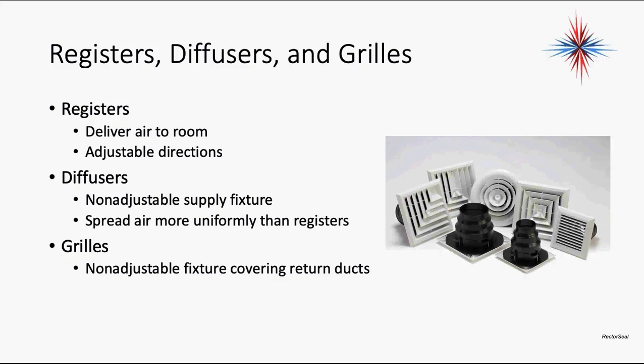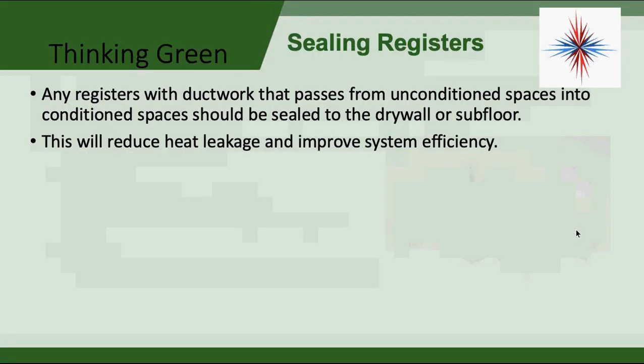The diffusers, they're non-adjustable supply fixtures. The one on the right-hand side of this picture, it's a diffuser. It spreads air more uniformly than registers. Grills are non-adjustable fixtures covering return ducts. So again, registers and diffusers are on supply ducts. Grills on return ducts. Any registers with ductwork that passes from an unconditioned space into the conditioned space need to be sealed to the drywall.